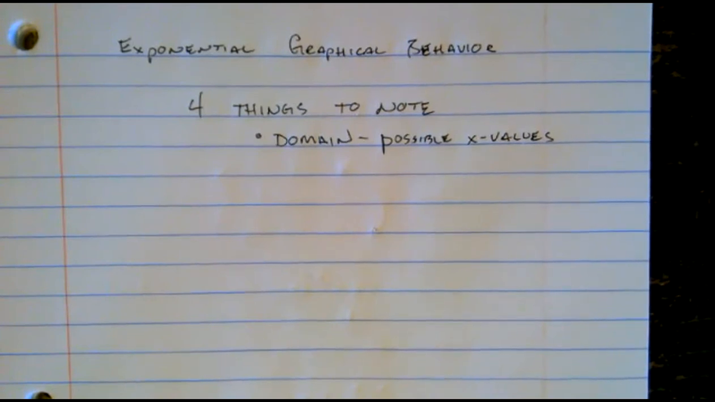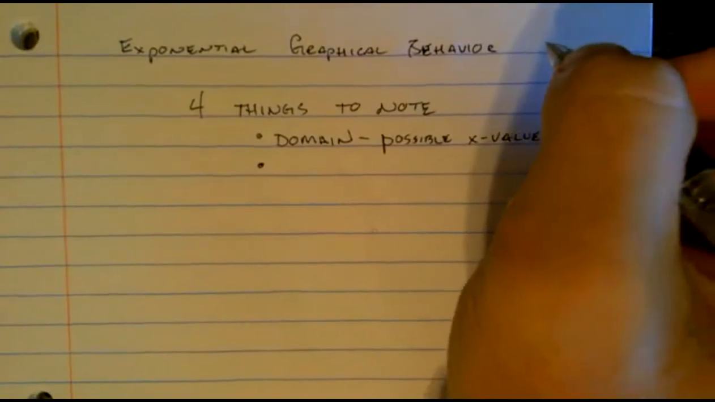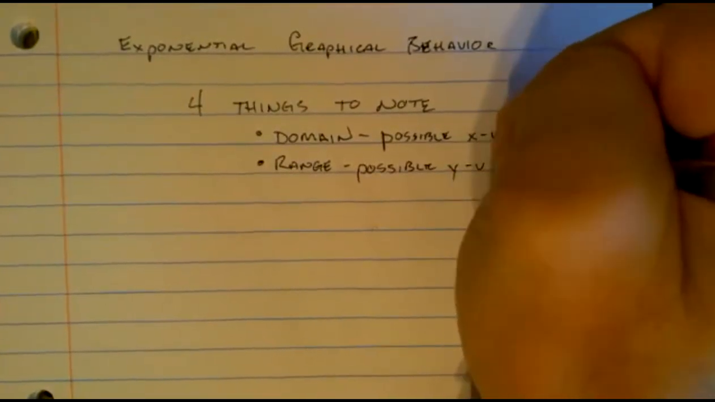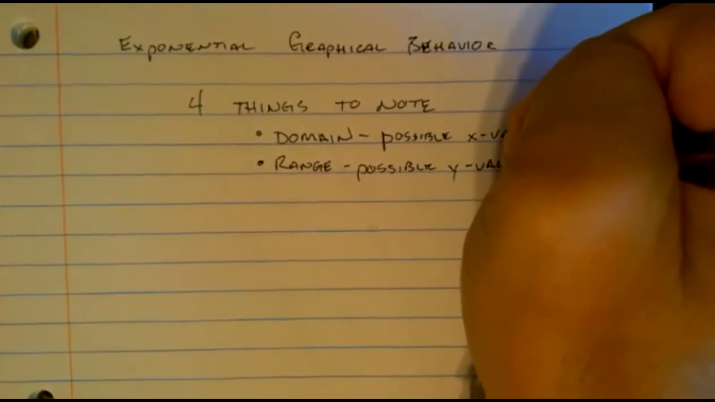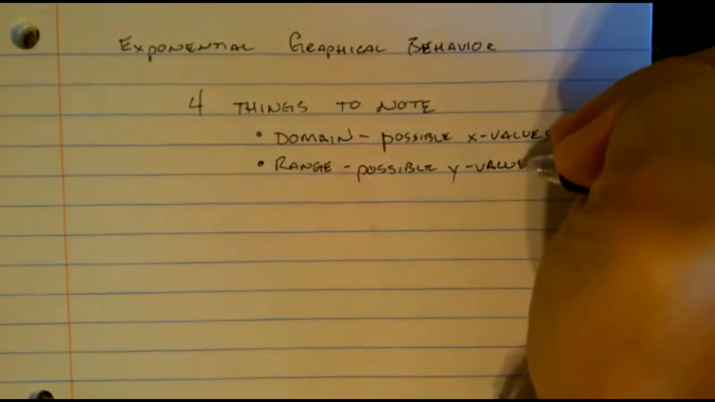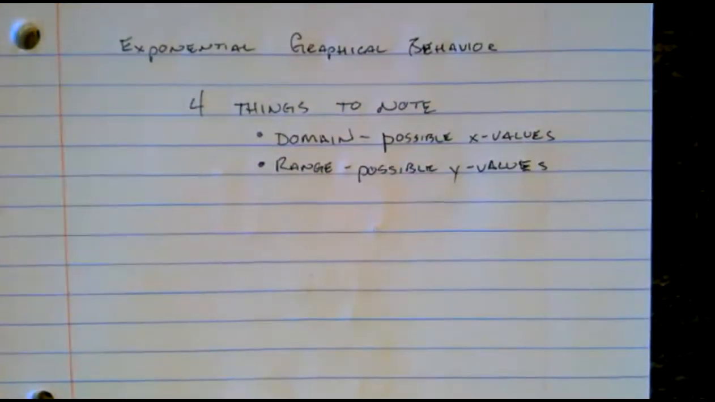So all the possible x values that the line on the graph is going to cover. If you could go left and right, you would talk about all of those values. Well, if we're going to talk about the domain, we also need to talk about the range, which is the possible y values. That's going to be important, because we can talk about the behavior of the exponential function as it pertains to the different y values.